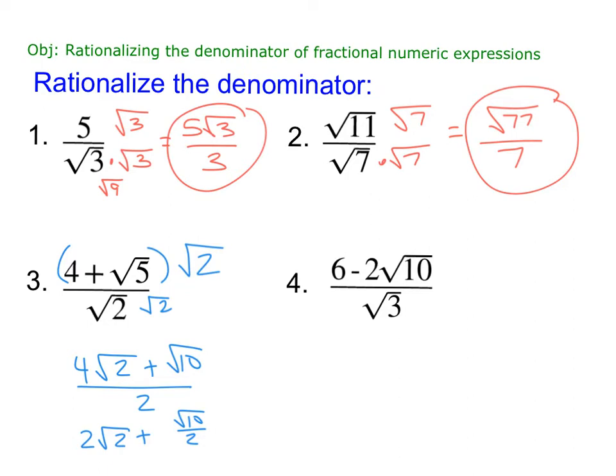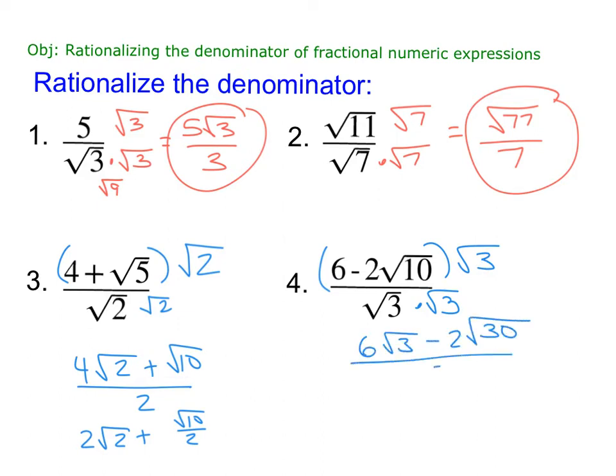And number 4, again, multiply by root 3. So we get 6 root 3 minus 2 root 30 all over 3. And then you want to ask yourself, can we simplify 30? Is there a perfect square that goes in a 30? There's not. It's just 1, but that's not useful. It's just 5 and 6, so you're done. That's it. So those are the easy ones.